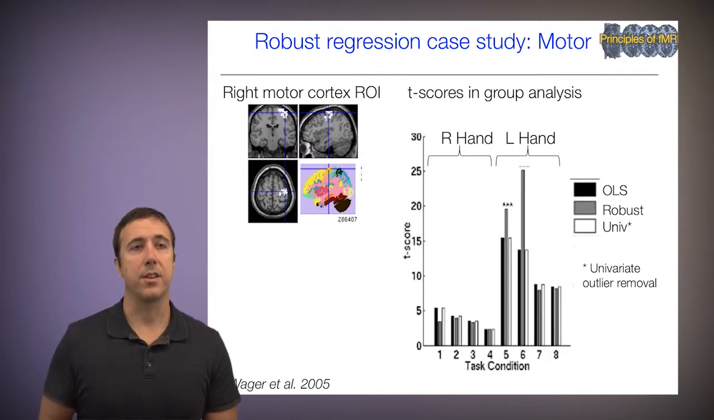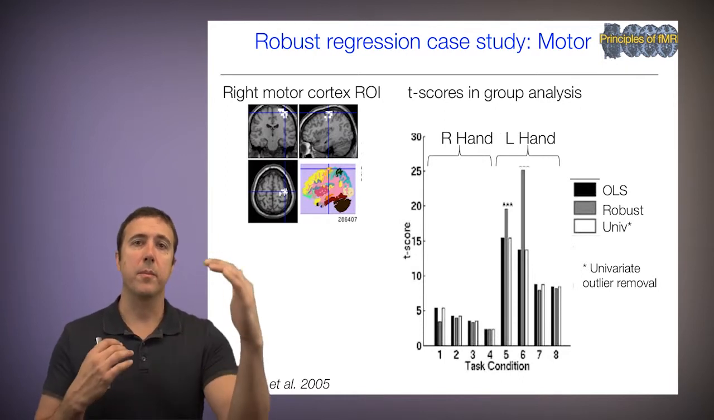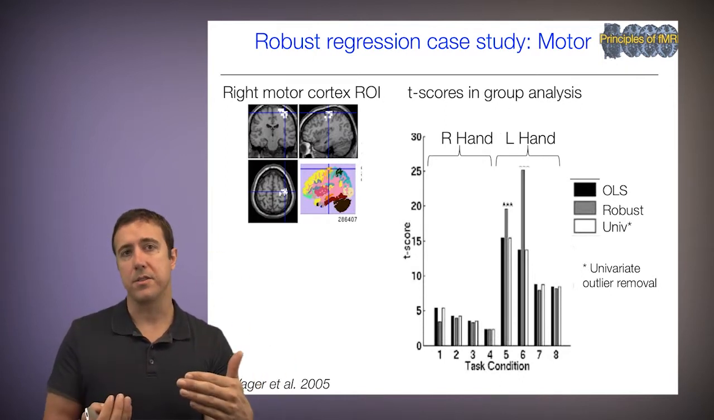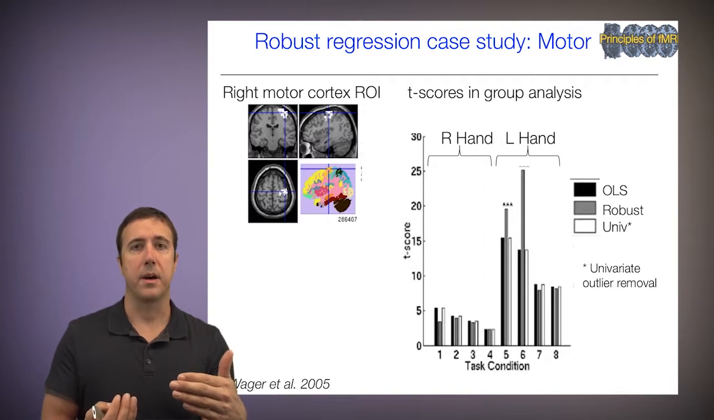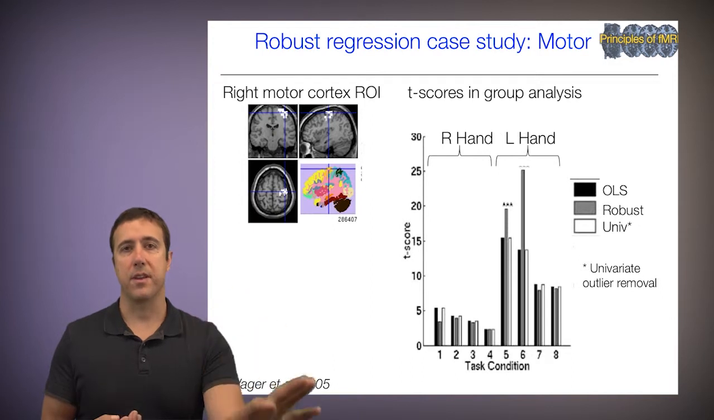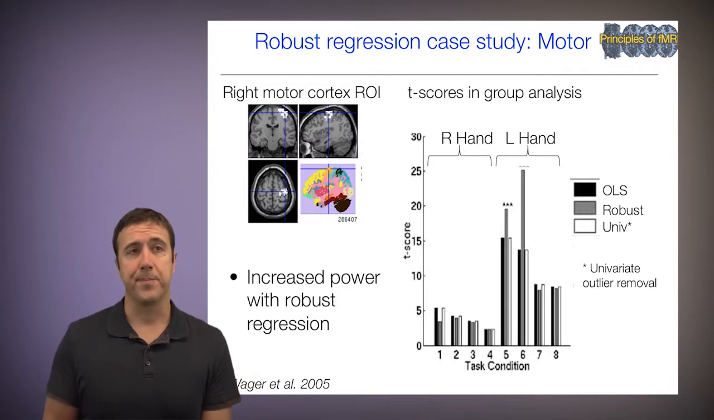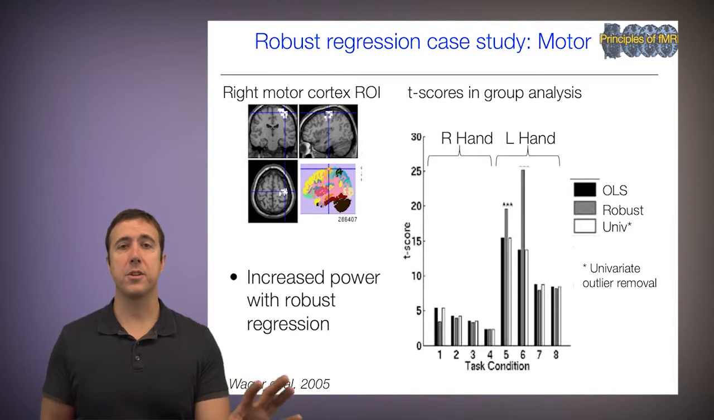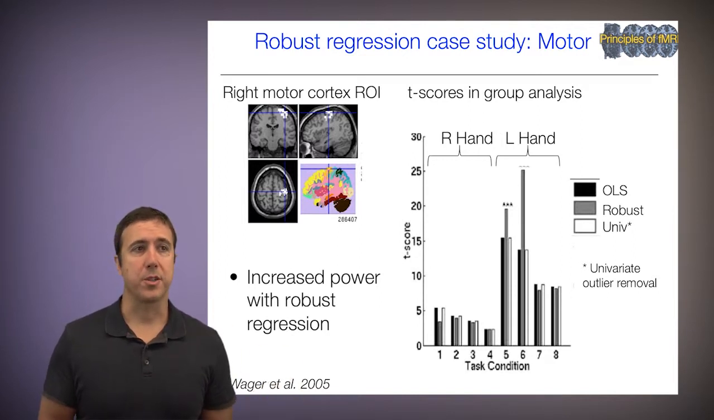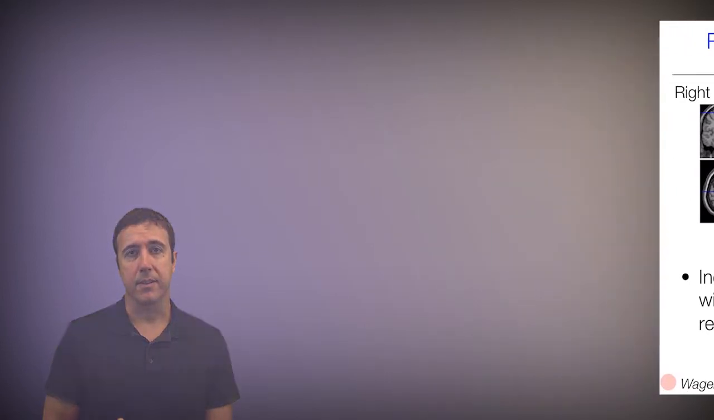And finally, the univariate case refers to the idea of trimming the data or just removing outliers, that is extreme values, without the robust weighting procedure. And as you can see here, there's really no benefit to the univariate outlier removal. This has been a pretty consistent finding: univariate outlier removal is not a terrific solution, and robust regression is a better one. So here, the conclusion is increased power with robust regression, and there's really little or no cost that's apparent.